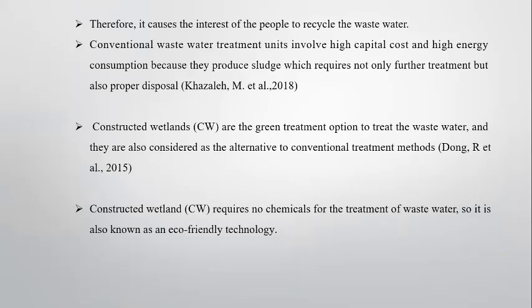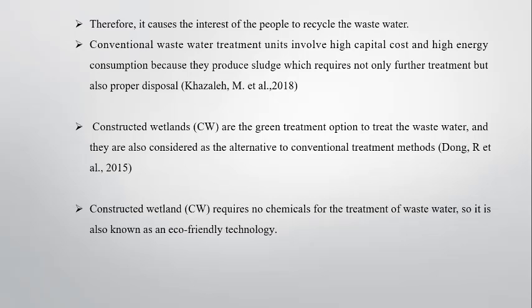There are so many options to treat wastewater, like conventional units, which involve high capital cost and high energy consumption, because they produce sludge, which requires not only further treatment but also proper disposal.